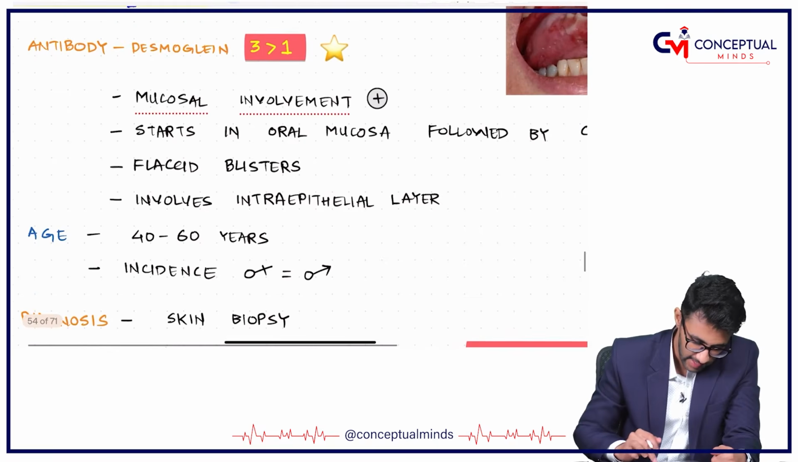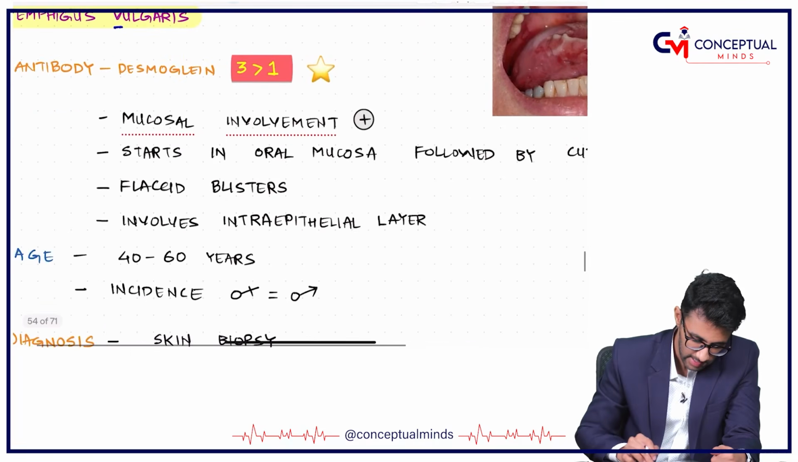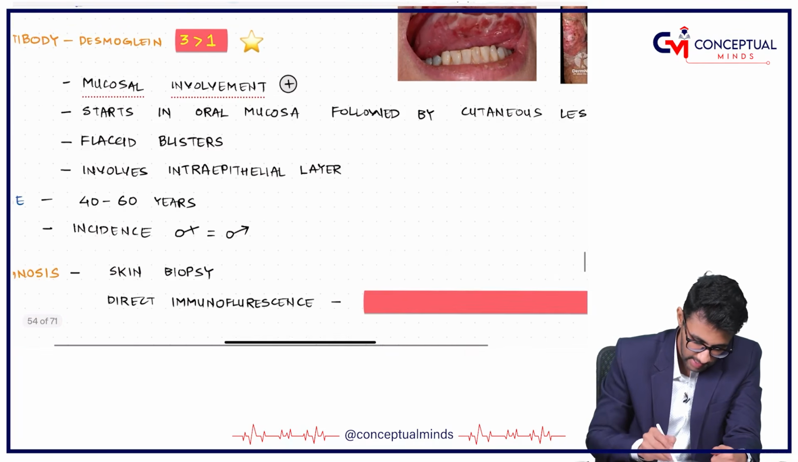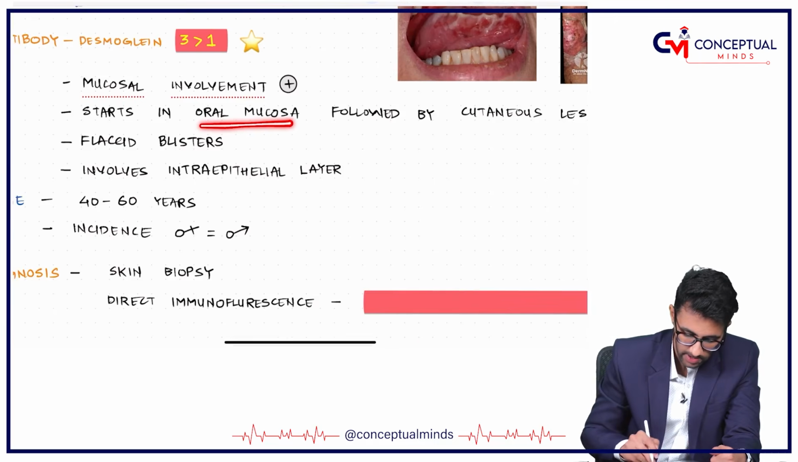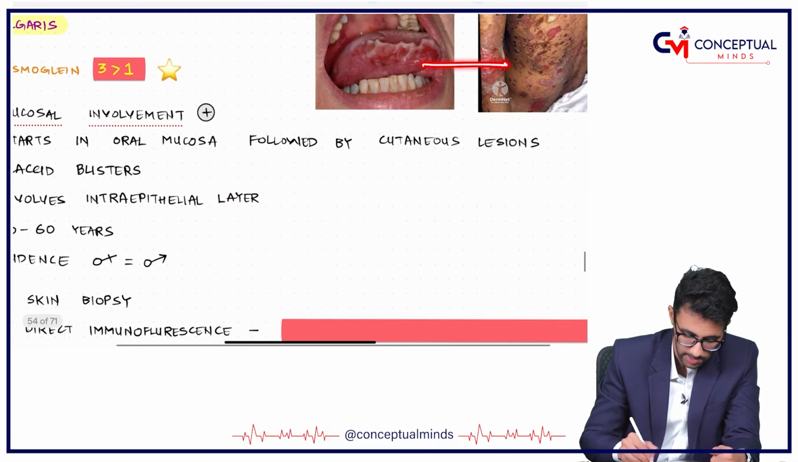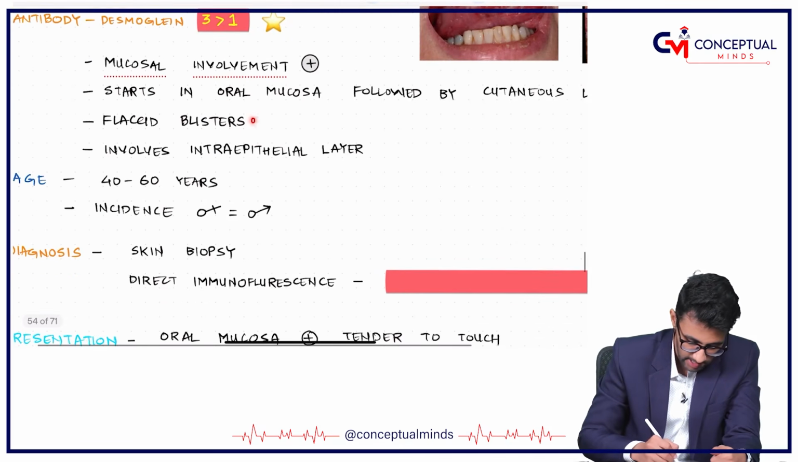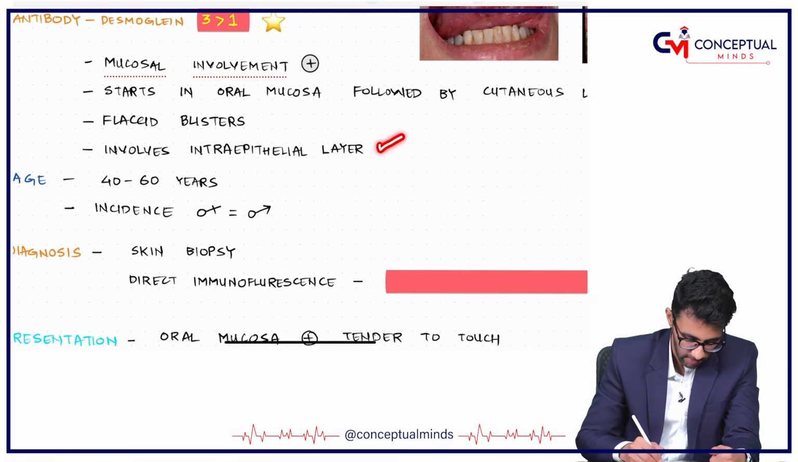This is important. There is mucosal involvement, as you can see in this image as well. It starts with the oral mucosa followed by the cutaneous lesions, so this followed by this. The blisters are flaccid, yes, and the intraepithelial layer is involved.